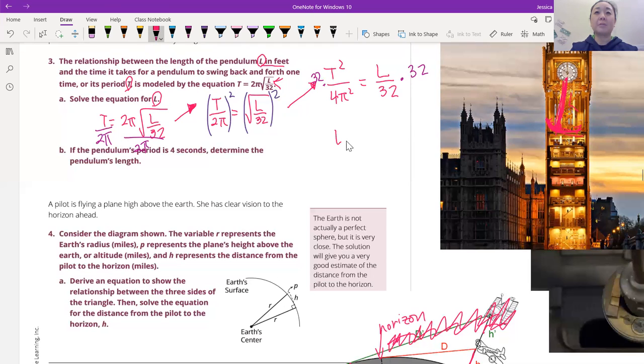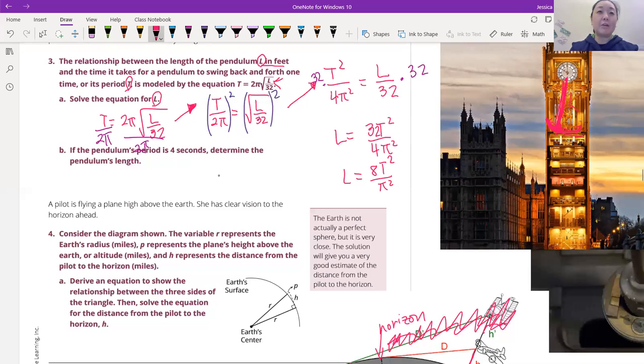We have L is equal to 32 T squared over 4 pi squared. Some of you may notice 32 divided by 4, we know that. That's 8. So let's simplify more. L is equal to 8 T squared over pi squared.